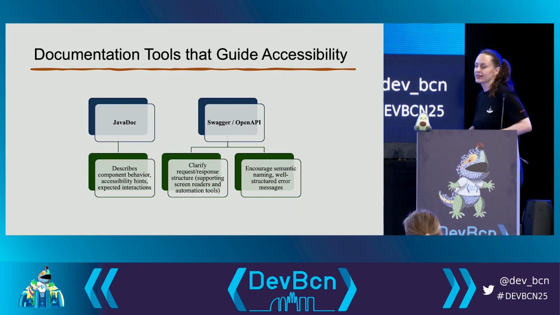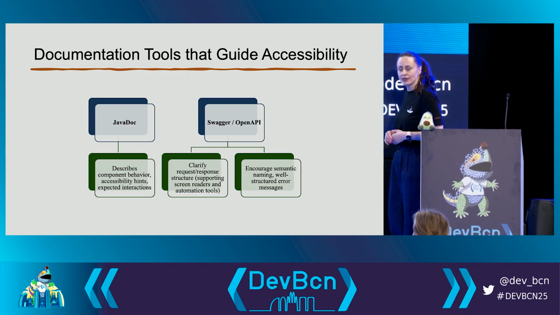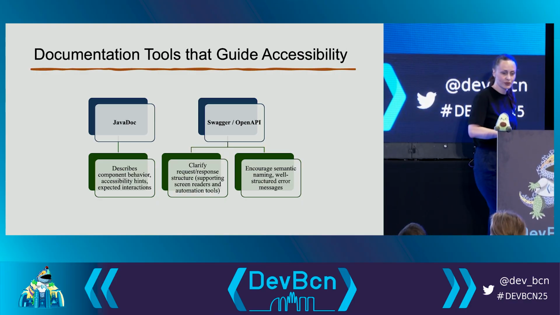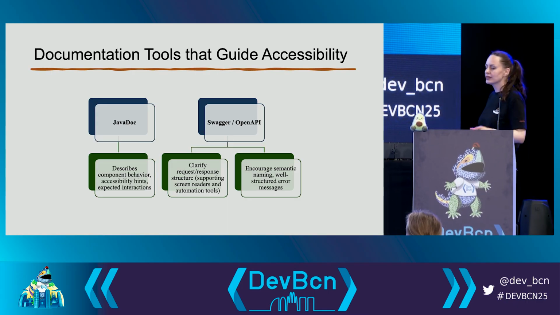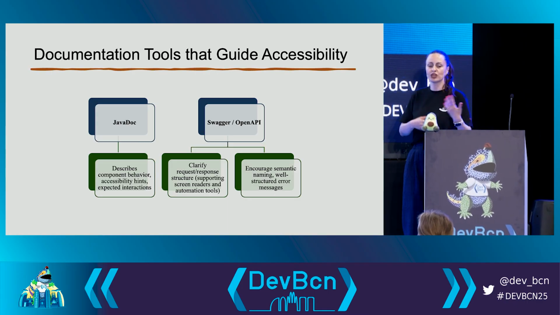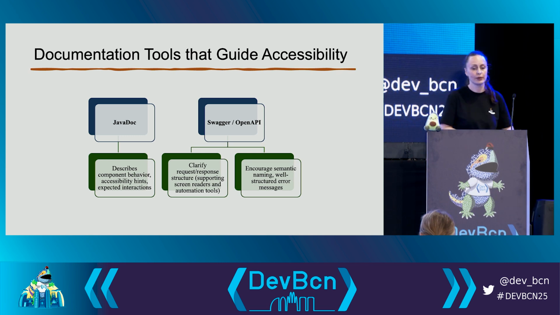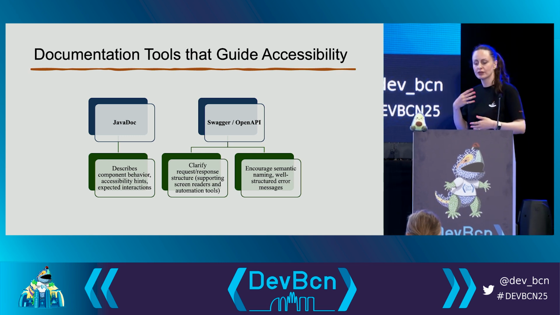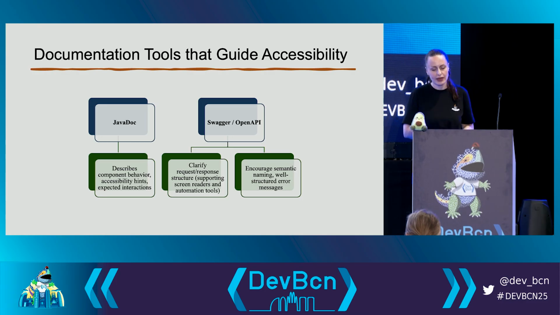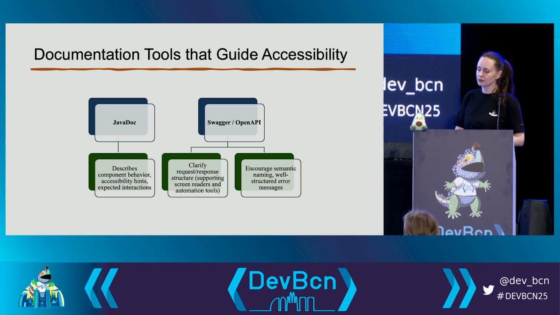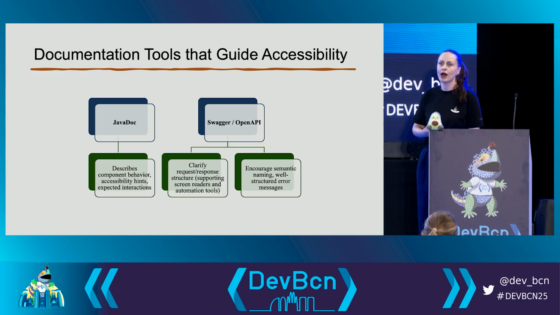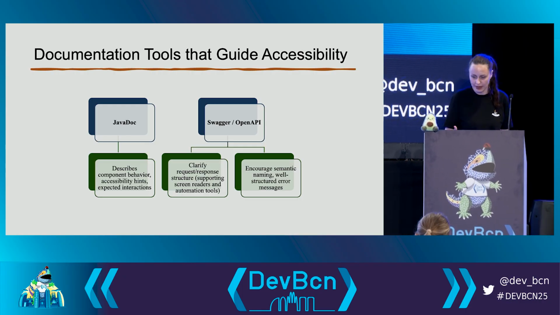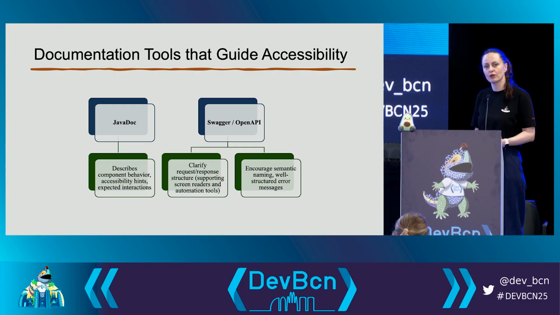The tools that guide accessibility, I think we know them. They're called JavaDoc. And we know Swagger and OpenAPI. So with JavaDoc, you can explicitly describe how Java components can handle focus, for example, or keyboard events, or how screen readers read output. And with OpenAPI, for example, you can describe how your API is going to validate the input, and how the error messages are being handled by your API. So this is also equally important to make your API accessible.